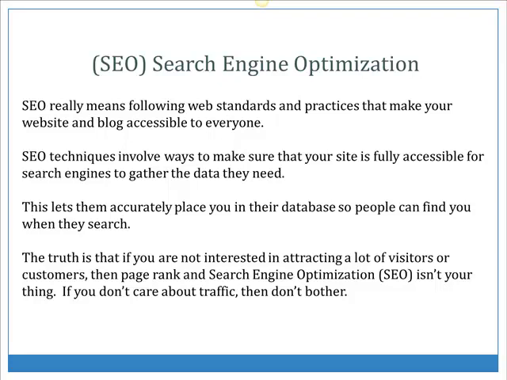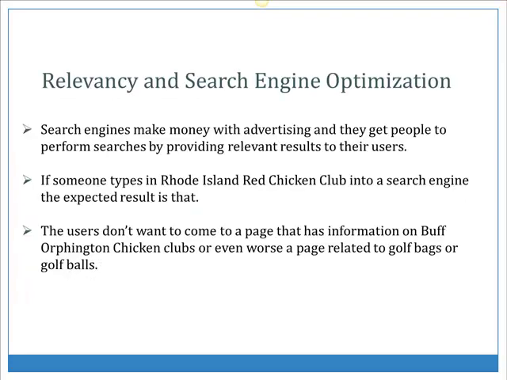But I will tell you that a part of search engine optimization is your content, and that's a huge part of it. Consistently putting out good content is probably one of the best SEO things that you can possibly do: good keyword-rich content on a consistent basis. Relevancy and search engine optimization: the relevancy of your content is important.